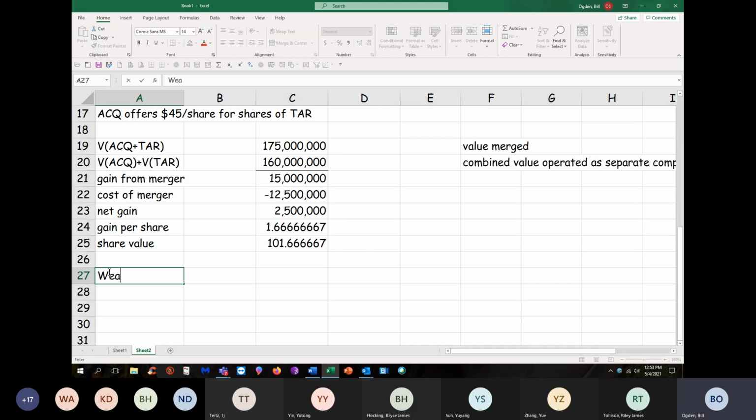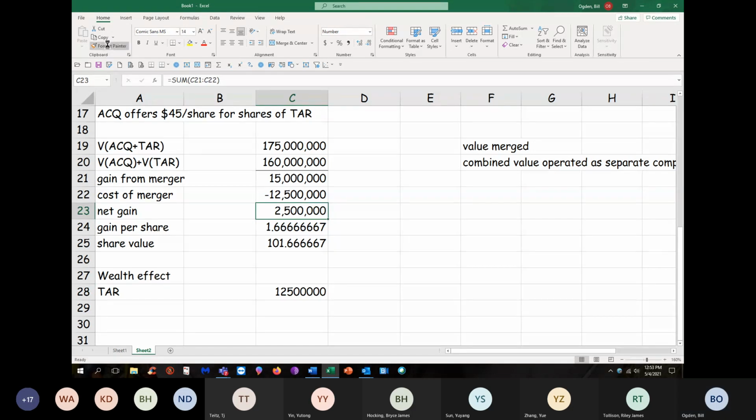So let's do a formal wealth effect. And let's see. So ACQ or TAR is pretty easy. They gained what? They received $45 a share for shares that were worth $20, and they did this for 500,000 shares. So that one's pretty easy. So they gained 12.5 million.